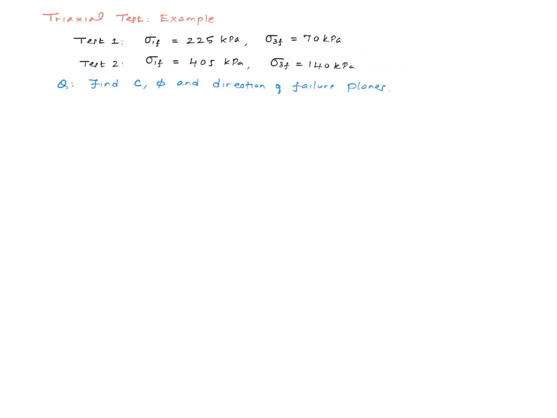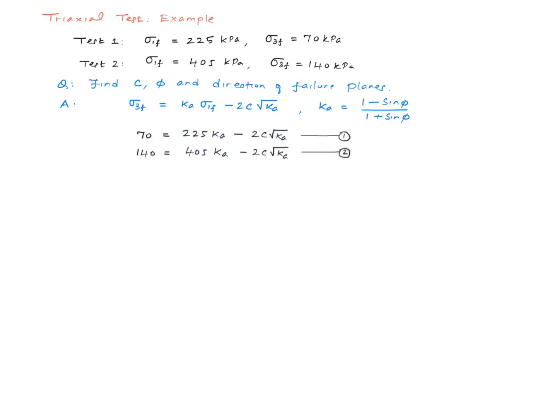Here are the results of two triaxial tests. Test 1 gave us these failure stresses and test 2 gave us these failure stresses. We want to find the cohesion, friction angle and the direction of failure planes from the results of these two tests. We derived this equation in the earlier slide. We might as well make use of this. By substituting these numbers in this equation, we get two equations.